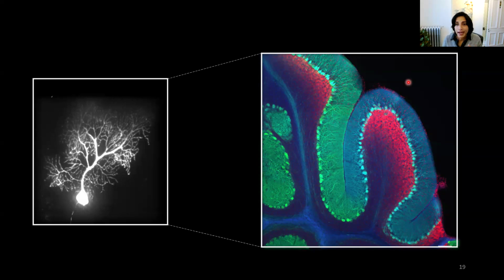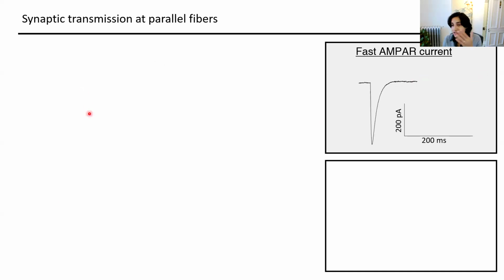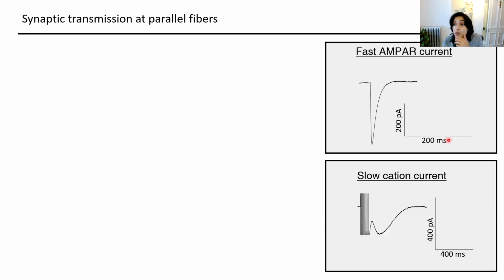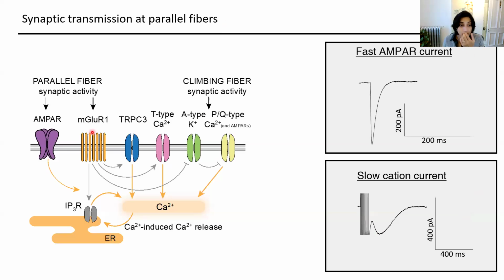is that indeed uniform? So at parallel fiber synapses, as I'm sure you're all aware, there is the fast AMPA receptor dependent current, which is, as far as we know, fairly uniform across the cerebellum. But we were interested in another current that comes through at the parallel fiber synapse, which is a slow cation current, which acts on a timescale of hundreds of milliseconds. This slow cation current is dependent on metabotropic signaling. It really comes because glutamate binds to the metabotropic glutamate receptor, and it is a non-specific cation current that comes through the TRPC3 channel. And I'll go more into this pathway a little bit later. But this is what this slow cation current depends on.